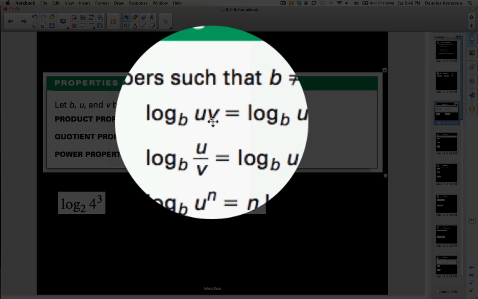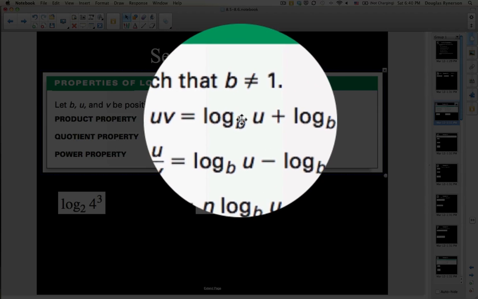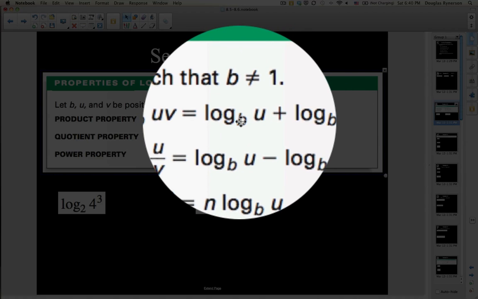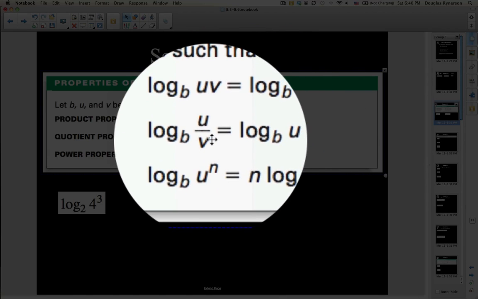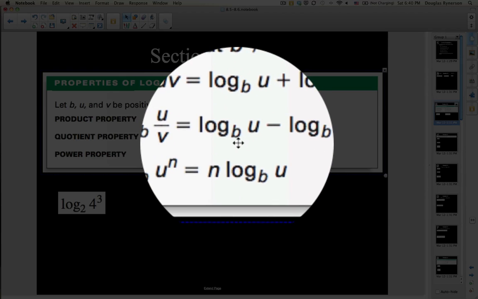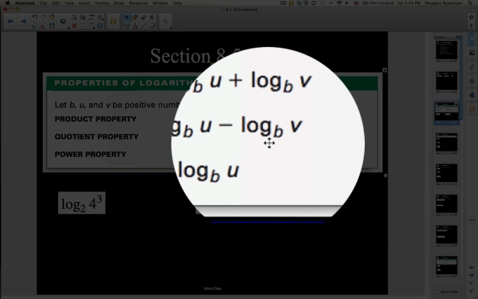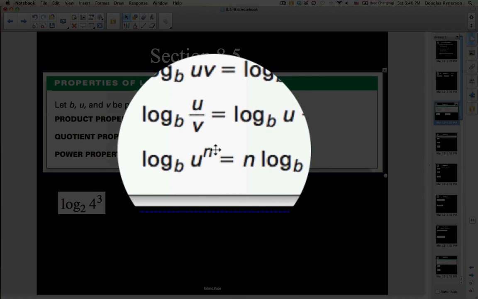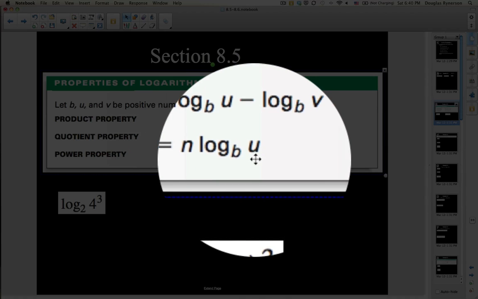When you see that you can factor the object of the logarithm, then you can separate it into two logarithms that are added together, and you'll notice that the base of the logarithm does not change. When they're divided, you can put this into two logarithms that are being subtracted from each other. And when you have an object that is being taken to a power, you can make that exponent a coefficient in front of the logarithm.